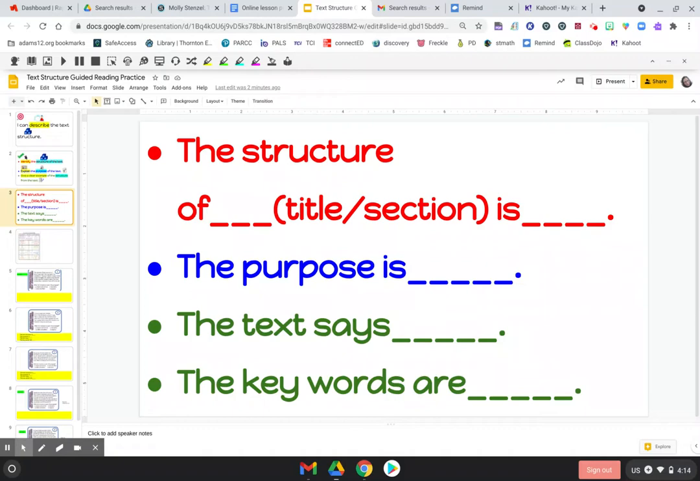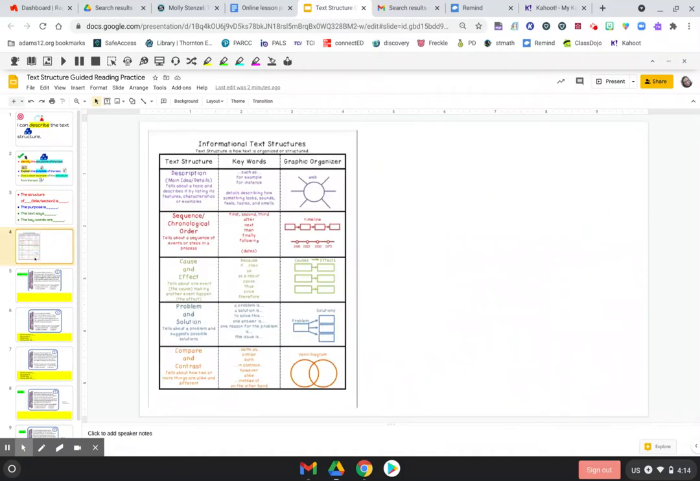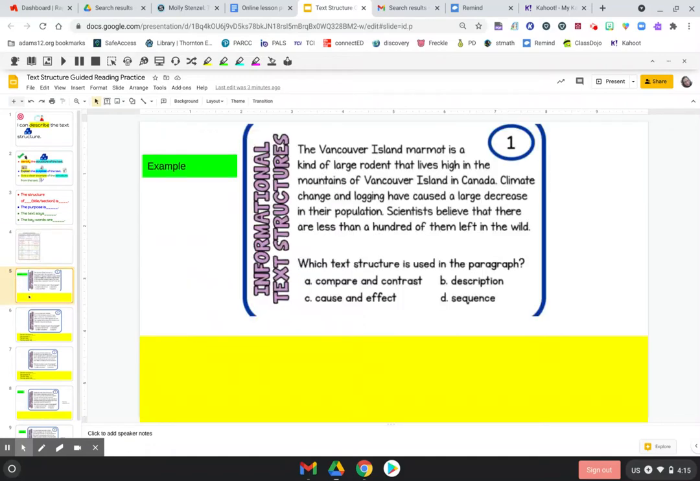the keywords are blank. We have been learning about the 5 main text structures in nonfiction writing. There is description, sequence or chronological order, cause and effect, problem and solution, compare and contrast. Now we can look back at this chart when we need help to describe the text structure. So I'm going to give you an example of how to complete this assignment.